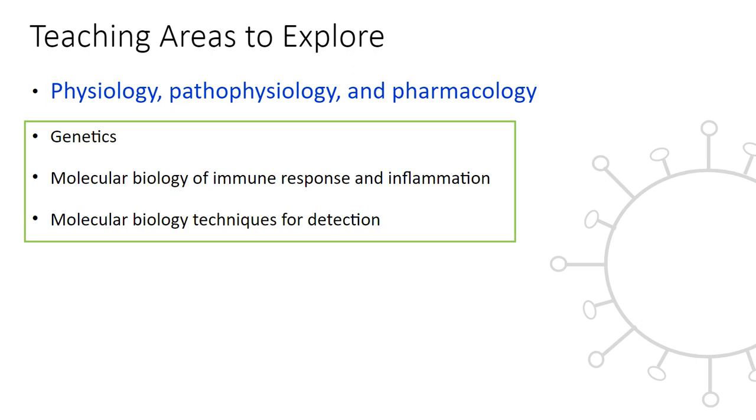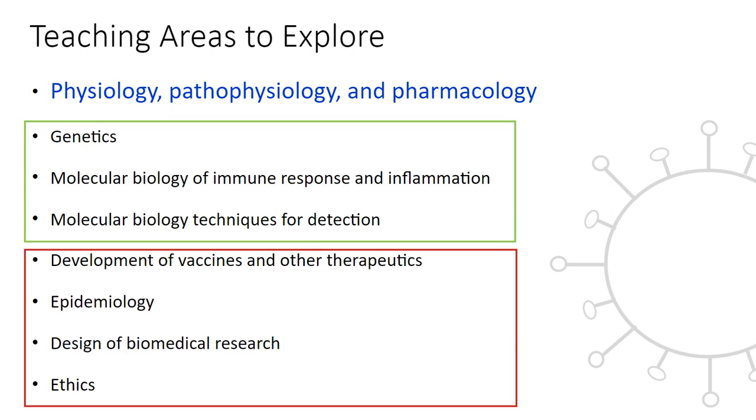Genetics, and there's a lot coming up with that with all the new variants that are coming out. The immune system, and particularly the molecular biology of the immune response and inflammation. And then also techniques, molecular biology techniques that are used for detection of the virus. And then depending upon who your audience is for your students, you can get into vaccine development, epidemiology, ethics, and the design of the biomedical research.